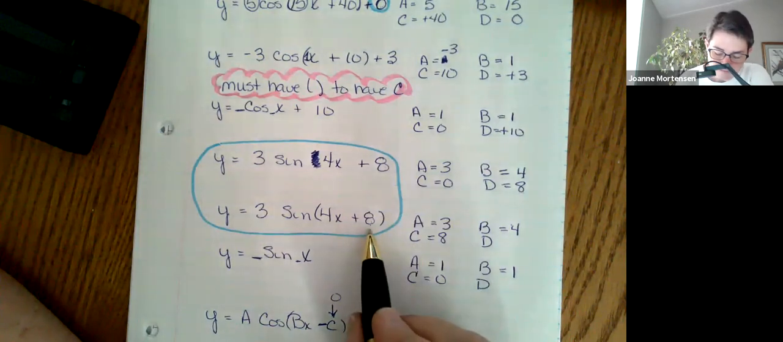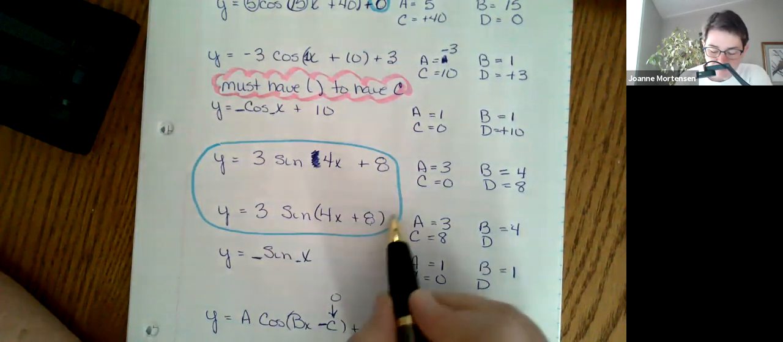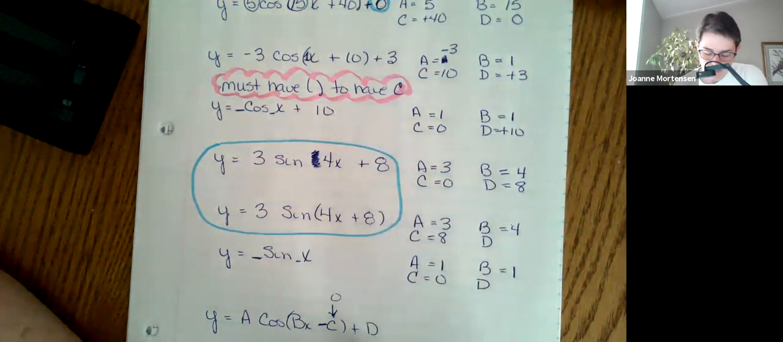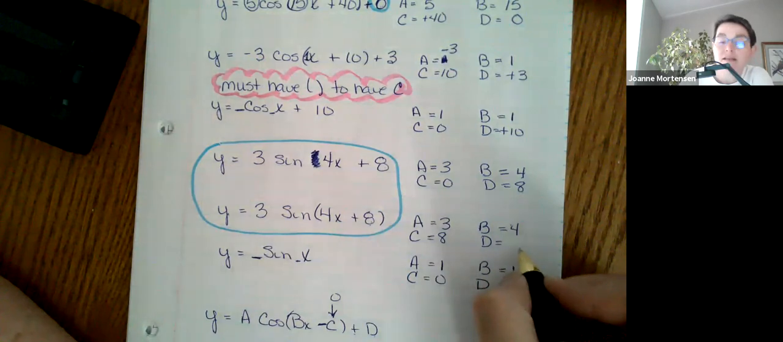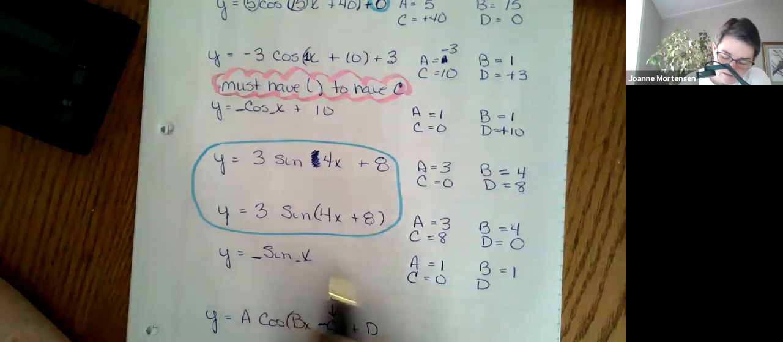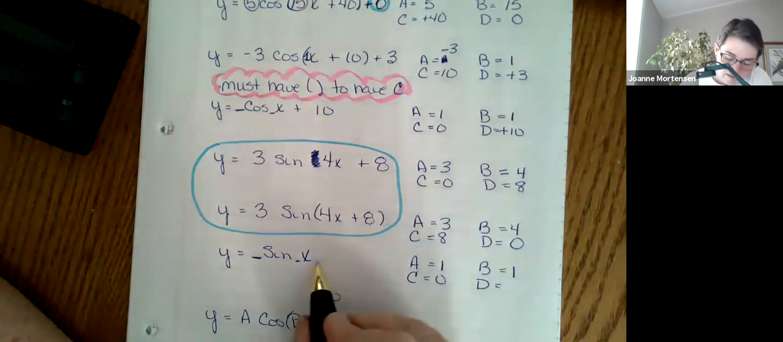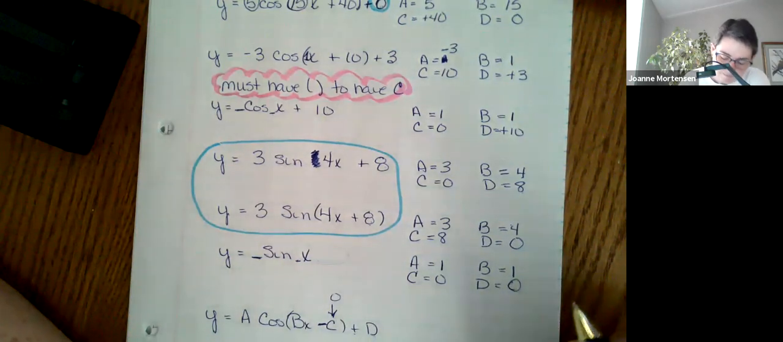This one, my D belongs at the end. But there's nothing back here. And the only thing I can add to an equation and not change the value is going to be a 0. And the same thing here. There's no plus or minus value back there, so it's going to be 0.